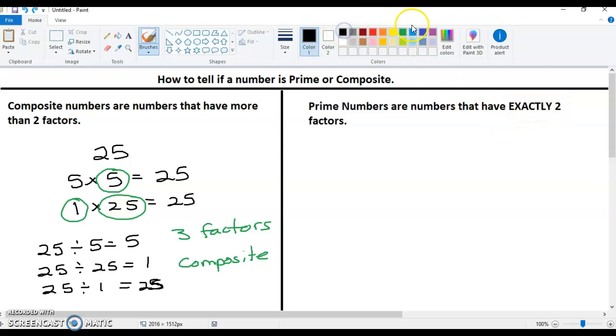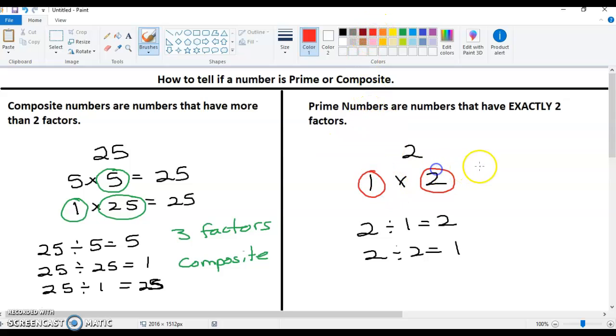Let's look at an example. Let's look at the number 2. The only numbers I can multiply to get 2 are 1 and 2, 1 times 2. And then if I check the divisibility using the divisibility test, I can do 2 divided by 1, that's 2. And 2 divided by 2, well, that's going to be 1. I can't use anything else. So the only 2 factors are 1 and 2. So the number 2 is prime.